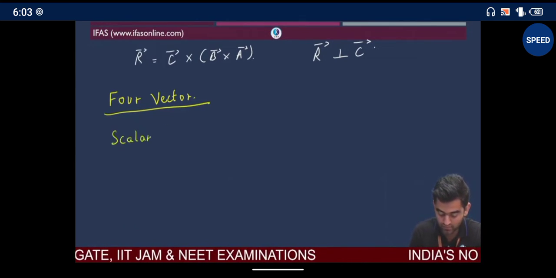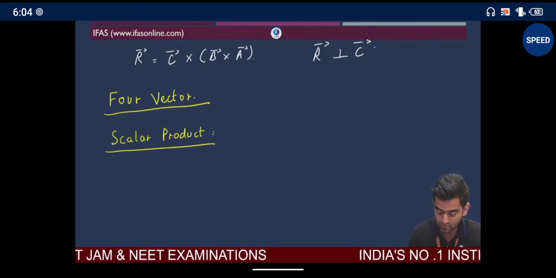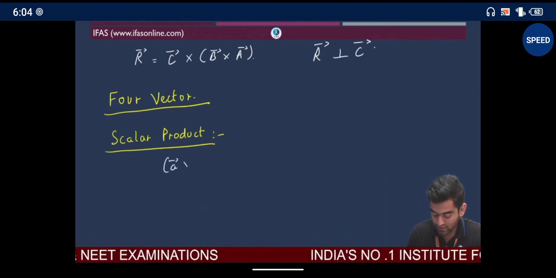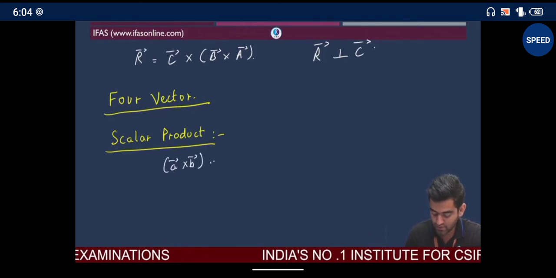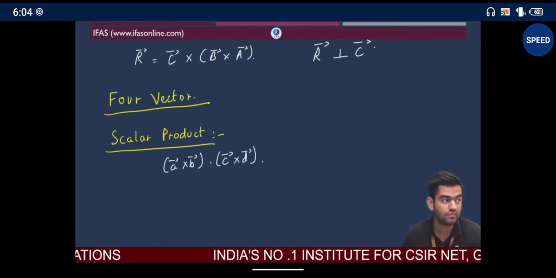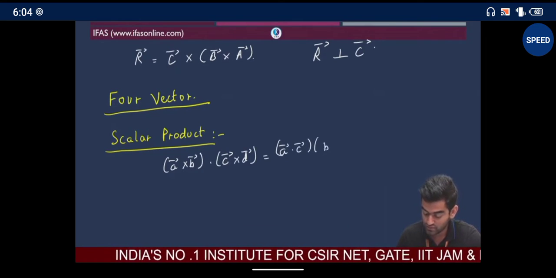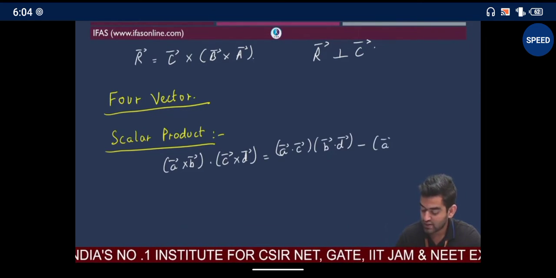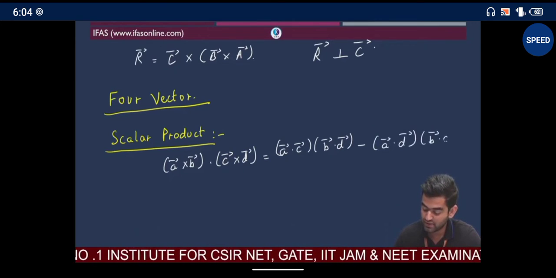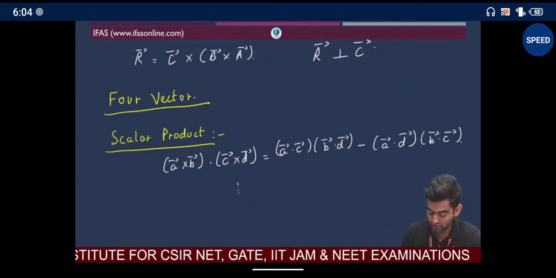Scalar product is a vector cross with b vector dot with c vector cross with d vector. It is simply a vector dot c vector into b vector dot d vector minus a vector dot d vector into b vector dot c vector. Now how do you remember this? Let me tell you this.